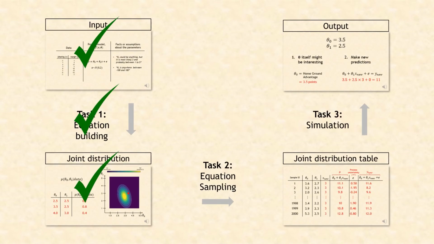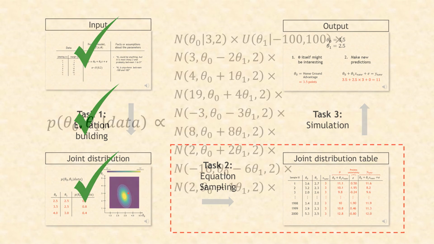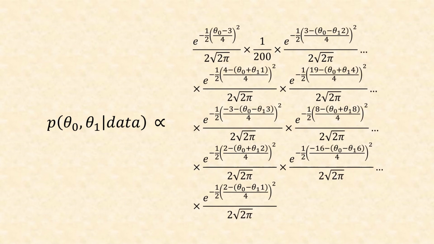That puts an end to our posterior equation building section, which admittedly was quite long. Let's move on to equation sampling, which is a much more straightforward task. So let's revisit the posterior equation. This equation is really big if you don't use the simplifying notation, and it looks like this. It's not very nice to work with.